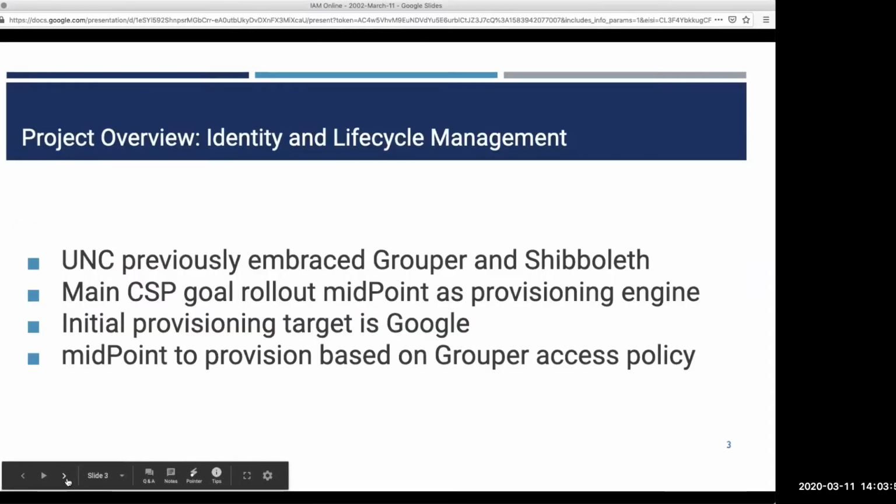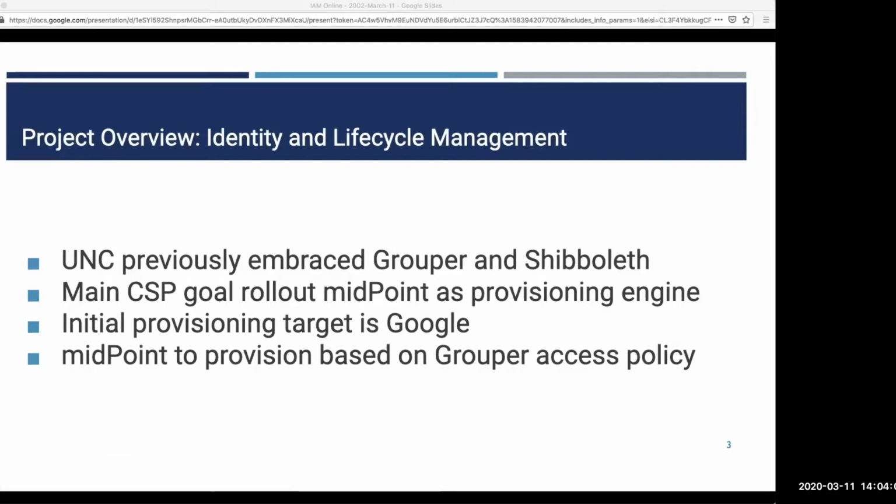Coming into the Collaboration Success Program, UNC is already a pretty heavy user of a couple of the Trusted Access Platform components. We've been running Grouper and Shibboleth for about a decade, a little longer in the case of Shibboleth. We've been really successful with it, it's been working very well for us, and we've been able to keep those components up to date as adoption of them becomes more and more widespread.